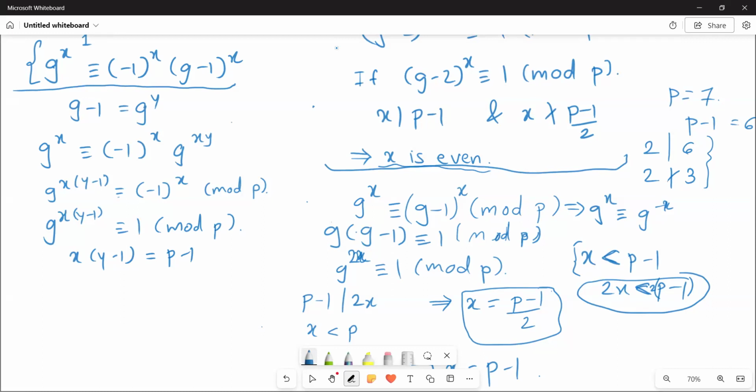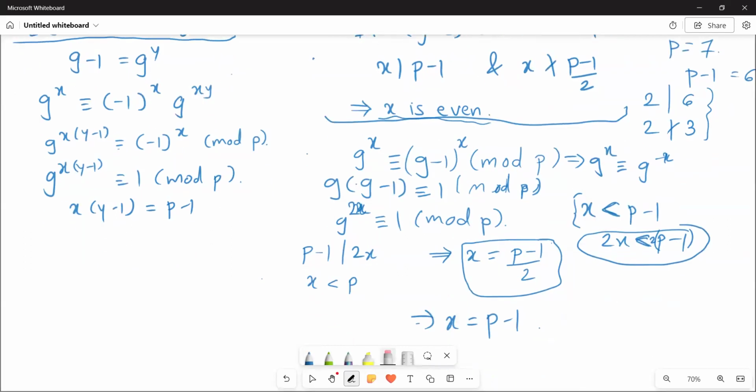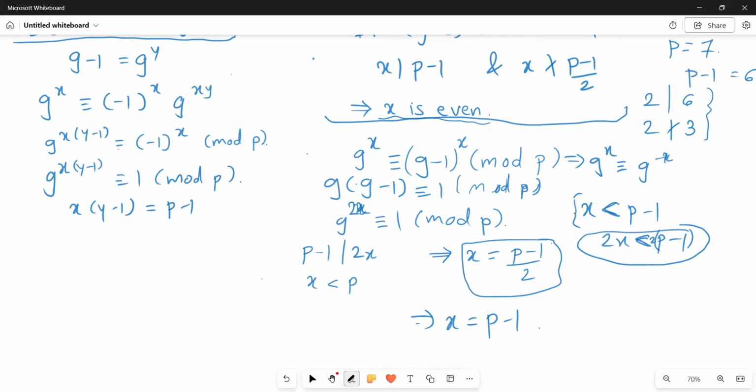And hence we can say g to the power 2x is congruent to 1 mod p. Now we know that since x is the order, x has to be less than or equal to p minus 1, right? Let's assume for now that x is strictly less than p minus 1. Now we know that since p minus 1 is the order of g, that means p minus 1 has to divide 2x because g to the power 2x is congruent to 1 mod p.